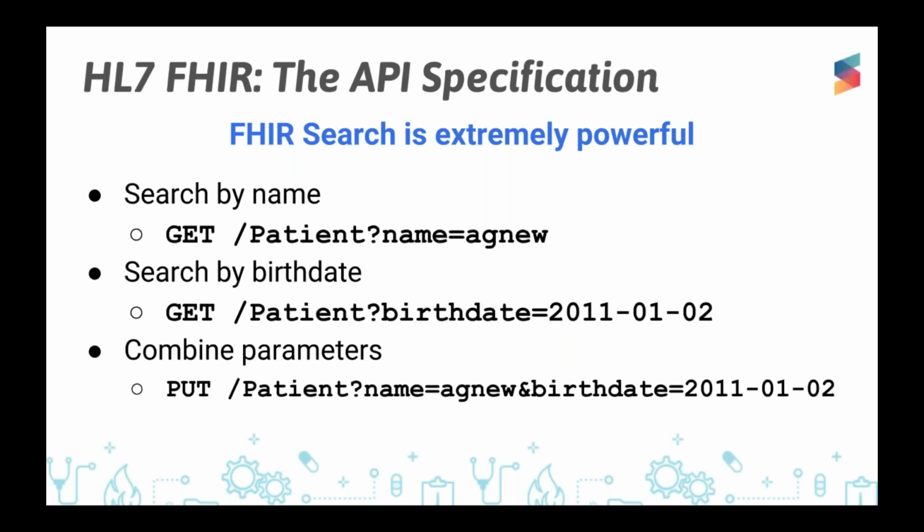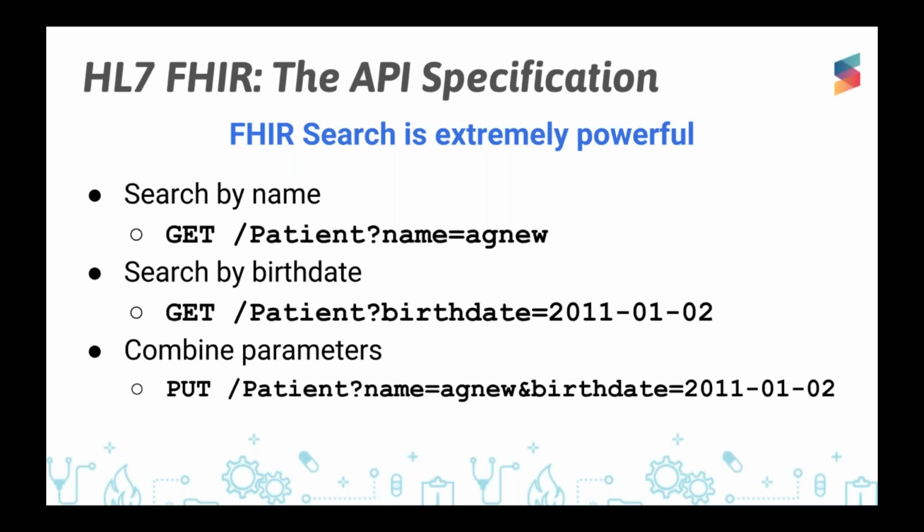I can search by birth date in the same way by saying birth date equals 2011-01-02. And most importantly, I can combine any of this. And it's as simple as building up a URL that combines the various parameters I want. So I can say name equals Agnew and birth date is 2011-01-02, which is not my birthday, but if it was, that would find me, I'm sure.